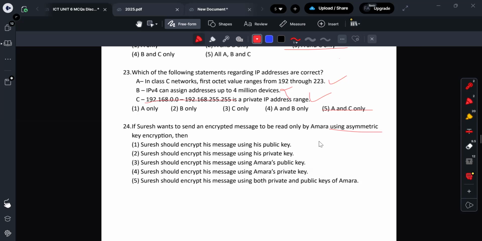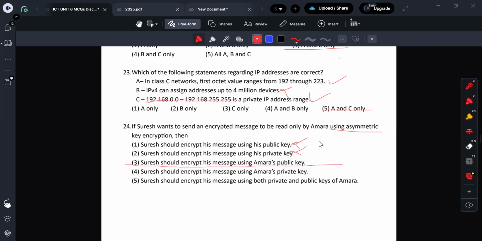So let's see the options. Suresh should encrypt his message using his private key. No. Not his public key, right? Suresh should encrypt his message using his private key. No, encryption using public key. Suresh should encrypt his message using Amara's public key. That is correct.